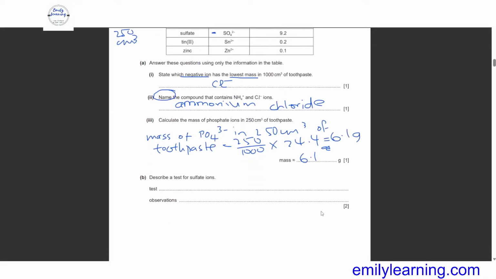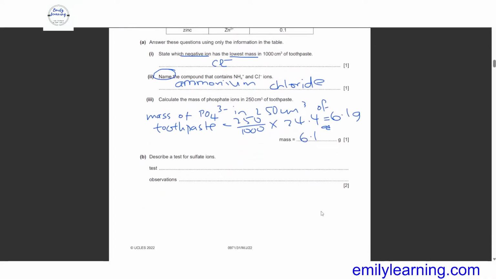Okay, next, they ask us to describe a test for sulfate ions. So this one is just memory work. To test for sulfate ions, what you need to do is to add nitric acid, or you can write add dilute nitric acid, followed by barium nitrate solution.